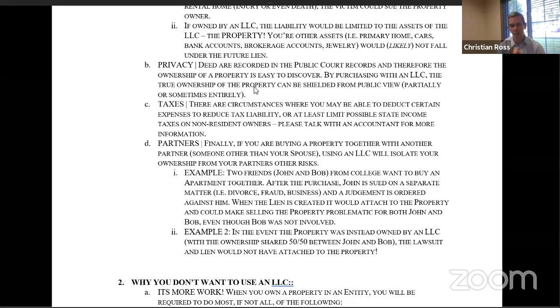Obviously it can make your job and my job a little bit difficult when we're trying to validate who the owners of the property are and who can sign. We'll get into that in a little bit.